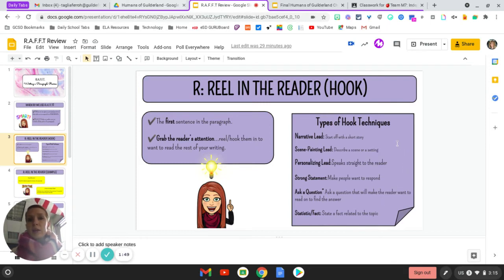You might start with a narrative where you describe a scene. You might start with something that speaks right to the reader. You might start with a strong, bold statement that grabs their attention. You might ask a question. You might give a fact or a statistic that connects to the topic. Let's look at an example of what this means.